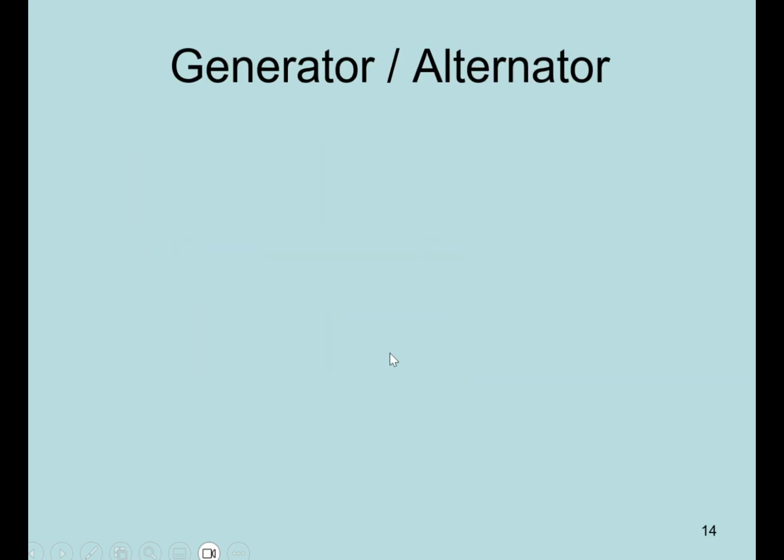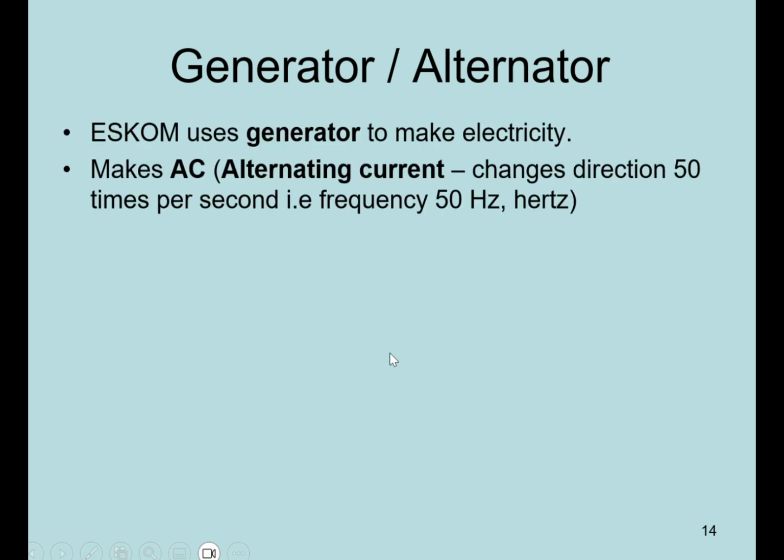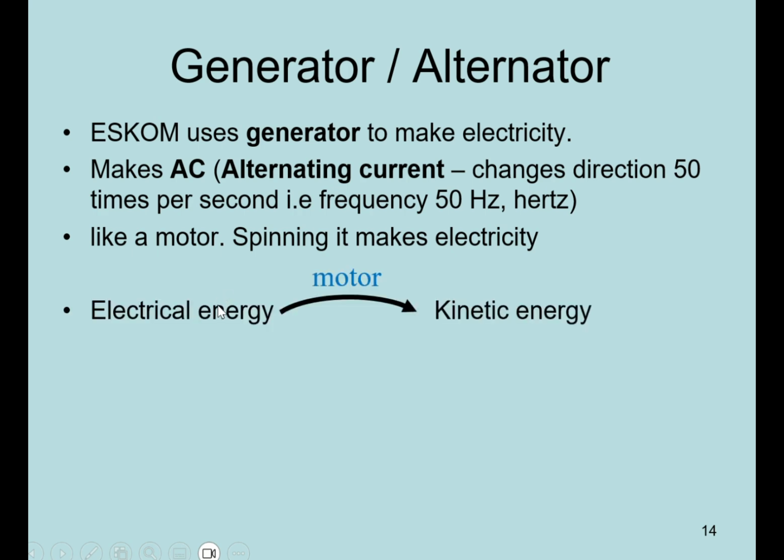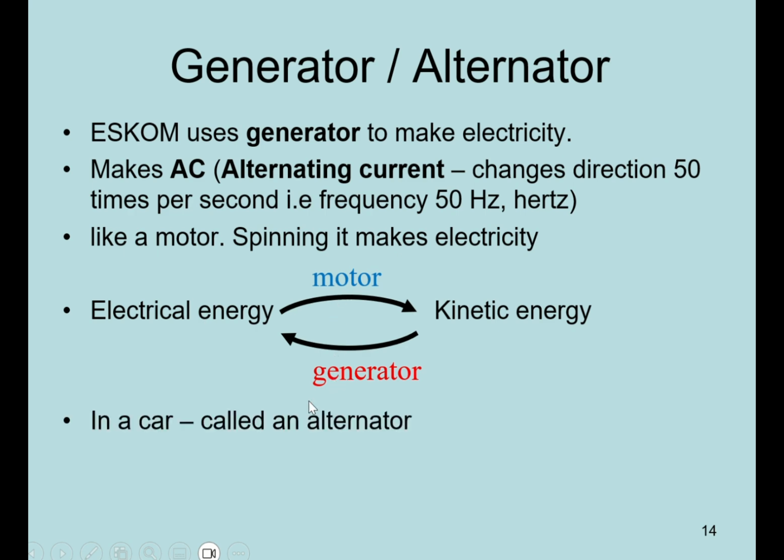They also make DC, but a generator like Eskom uses makes alternating current, AC. It changes direction, alters its direction. In fact, in South Africa, 50 times per second. We say it has a frequency of 50 hertz. The generator is a bit like a motor, except spinning it makes electricity. So if a motor uses electrical energy to make kinetic energy, the generator does the opposite. The same instrument can be used for both purposes. In a car, it's called an alternator.